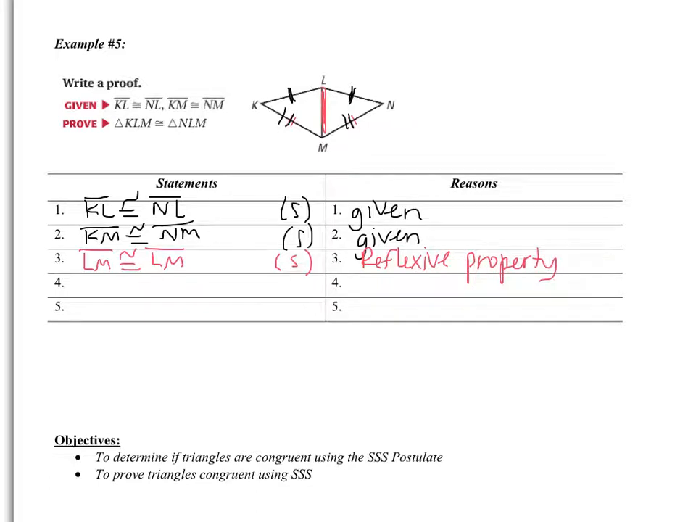Okay, now I have SSS, so I'm ready to say that triangle KLM is congruent to triangle NLM. And then the reason is SSS. 3 pairs of sides congruent. Okay, so we're going to have a few of those in the classwork that we do, but then we are also going to have a proof day where we do all types of proofs involving SSS. So if you have any questions, please make sure you bring them to class. If not, I will see you tomorrow.